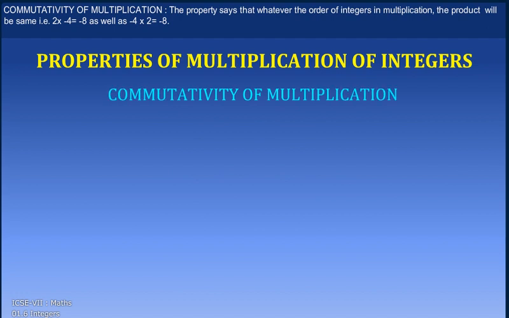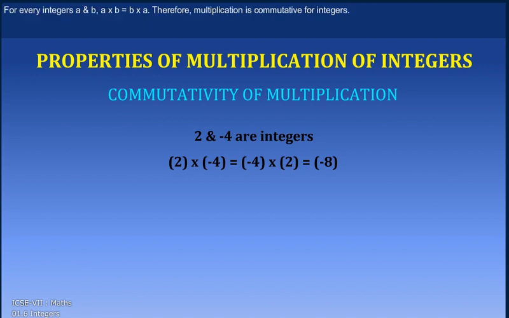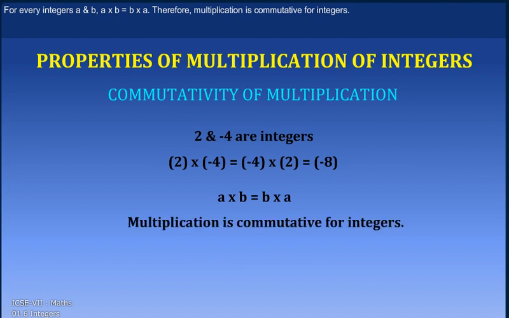Commutativity of multiplication. The property says that whatever the order of integers in multiplication, the product will be the same. That is, 2 into -4 is equal to -8, as well as -4 into 2 is equal to -8. For every integers a and b, a into b is equal to b into a. Therefore, multiplication is commutative for integers.